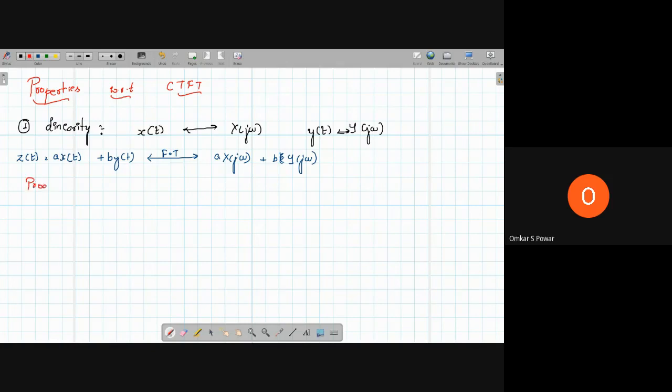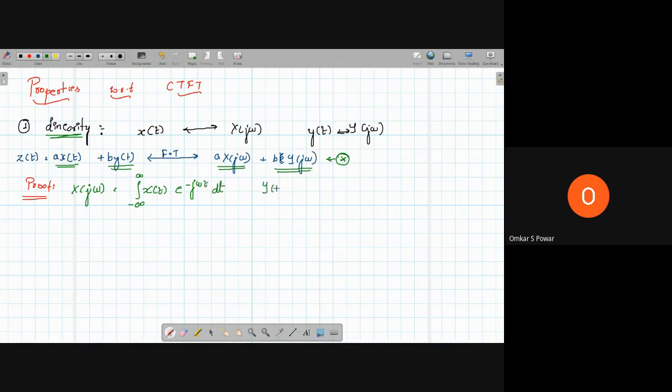So proof, let me write it down here. Your linearity property says that a into x of t plus b into y of t is equal to a into X of j omega plus b into Y of j omega. So we have to prove this. How can we prove that? We know that the Fourier transform of x of t is nothing but X of j omega, which is equal to integral minus infinity to infinity x of t e power minus j omega t dt.